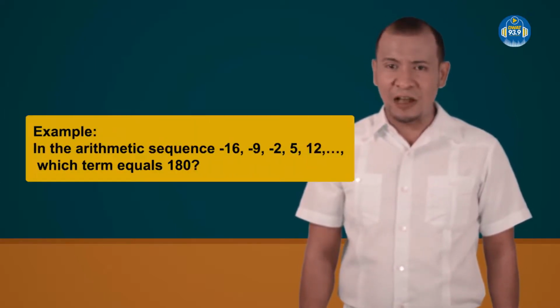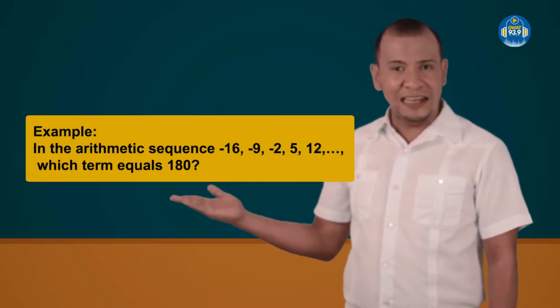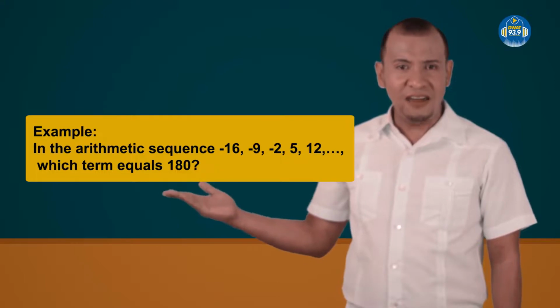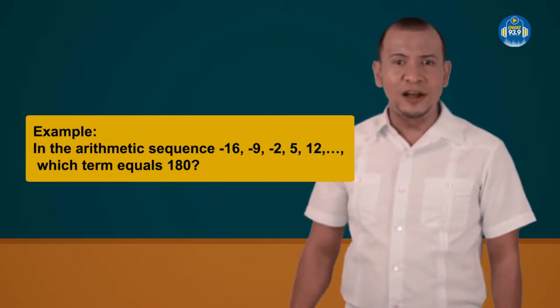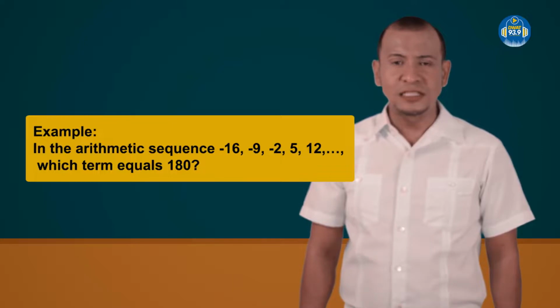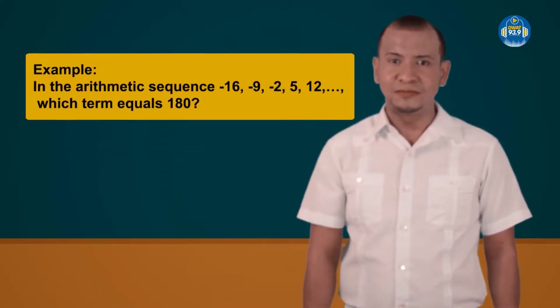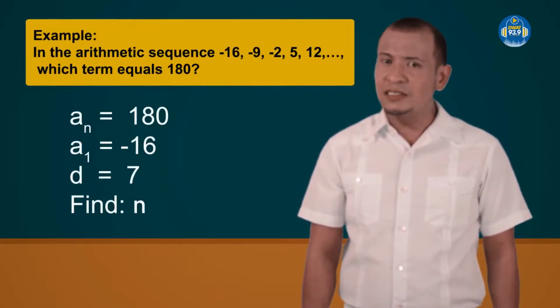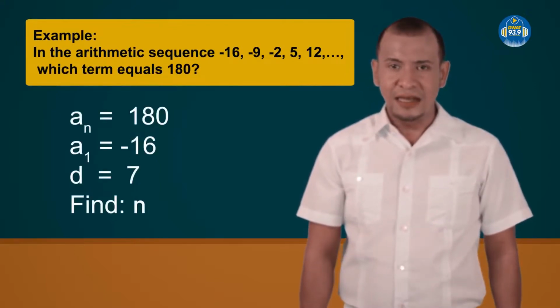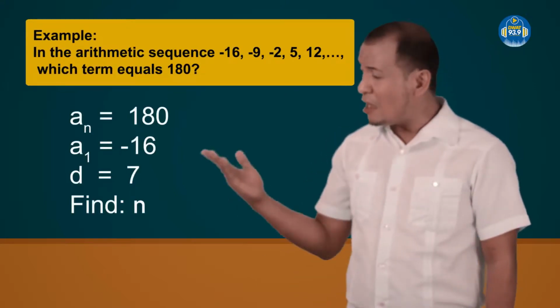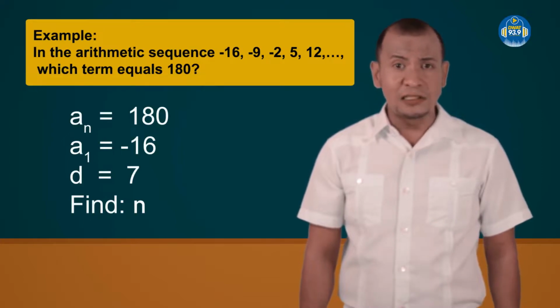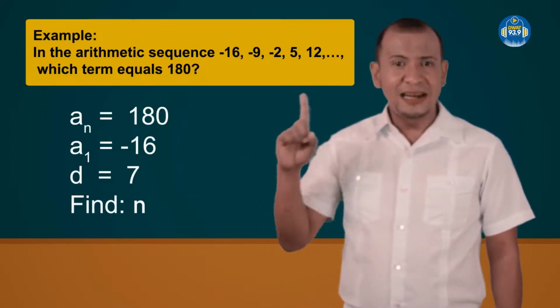Let's have another example. In the arithmetic sequence, negative 16, negative 9, negative 2, 5, 12, and so on, which term equals 180? So let's look into the given. A sub n equals 180. And what is a sub 1? It is equal to negative 16. And what is d? d equals 7. Now, let's find n.